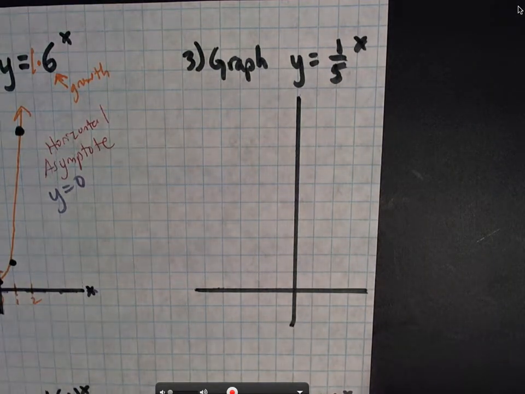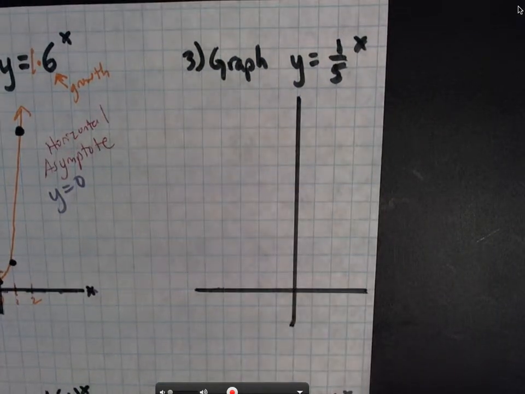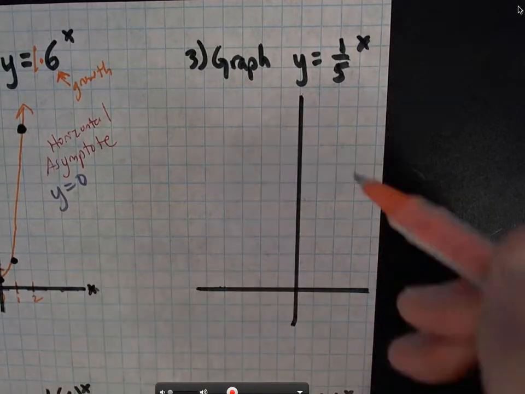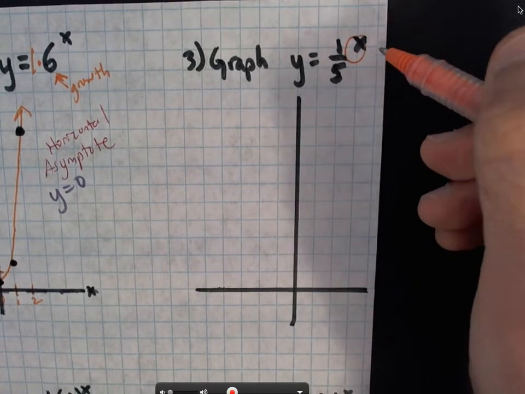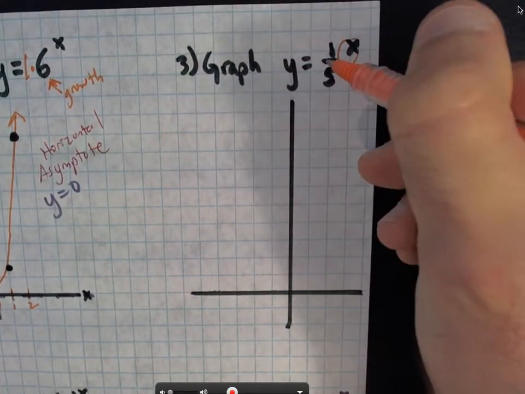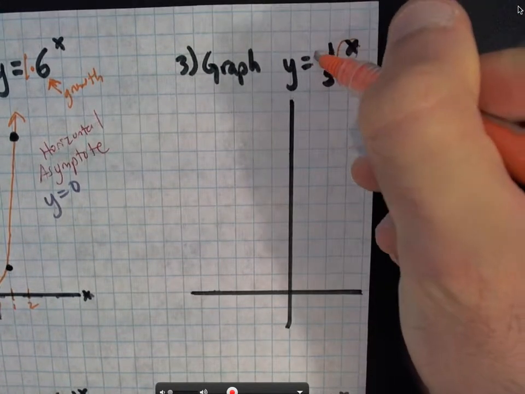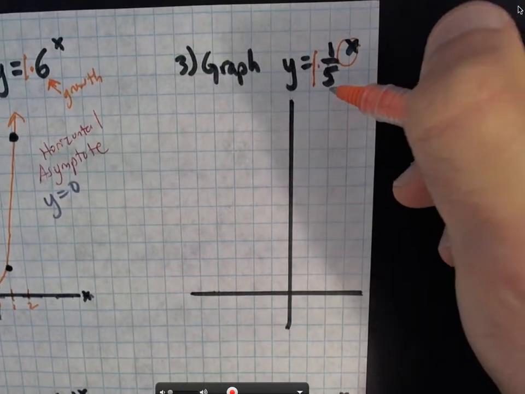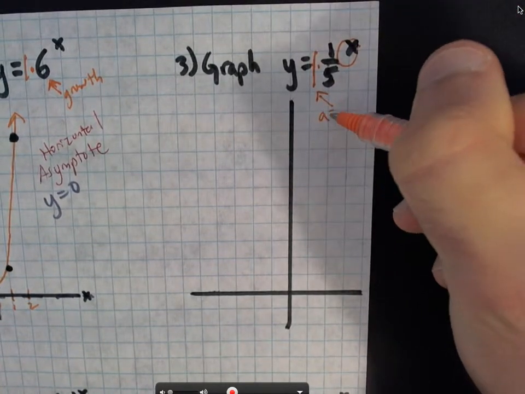Okay, let's try a few more graphs. So this time we've got y equals 1/5 to the x. Again, it's an exponential function because you've got the x up here. It's exponential: y equals a times b to the x. So our a is just 1 here. Remember, a is your initial value.